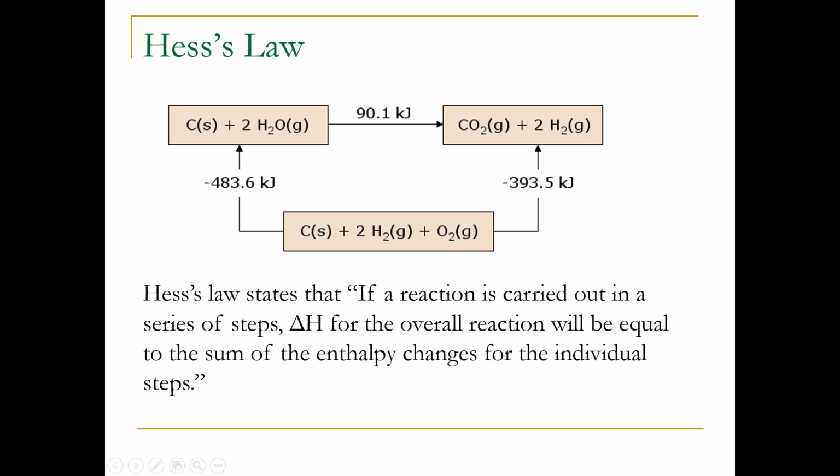So this employs the idea of Hess's law. Hess's law says that if a reaction is carried out in a series of steps, delta H for the overall reaction will be equal to the sum of the steps. So even if we're looking at finding the delta H for a one-step process like we have here, we can still break it down into multiple steps to calculate delta H.